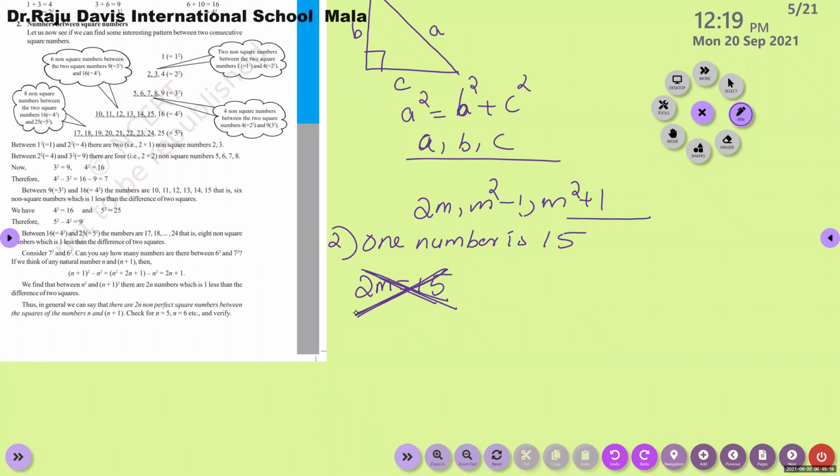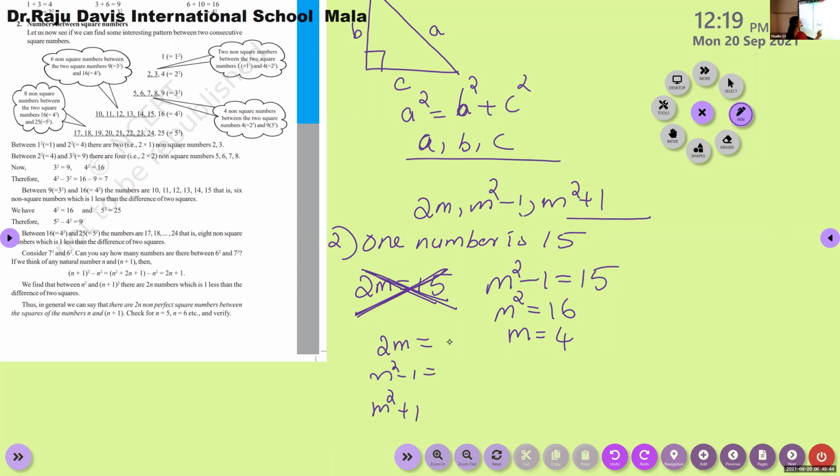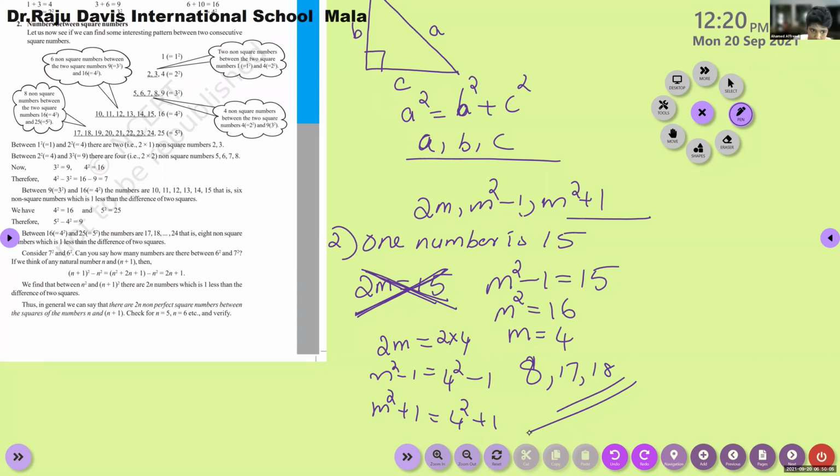We will put the numbers randomly as long as they match. So we can take the next one, m square minus 1 or m square plus 1. So we will put 15, because first we got 16 or 15. So m square is equal to 16, m equal to 4. Okay. Now we can write 2m, m square minus 1, m square plus 1. 2m is 2 into 4, which is 8. m square minus 1 is 4 square minus 1, which is 15. And this is 4 square plus 1, which is 17. So it is 8, 15, 17. Afridi, clear? Yes, ma'am. Okay, Surja also correct.